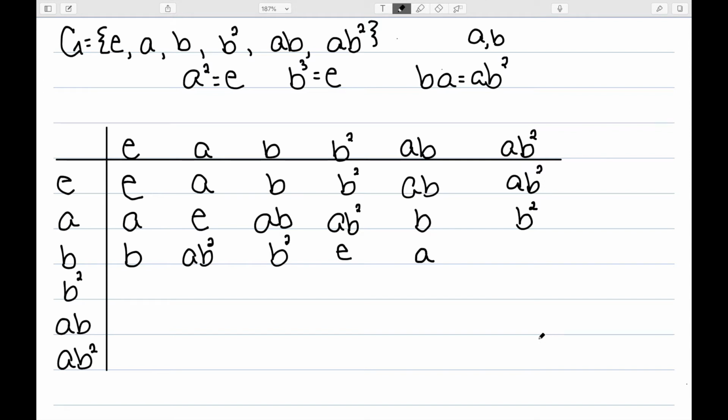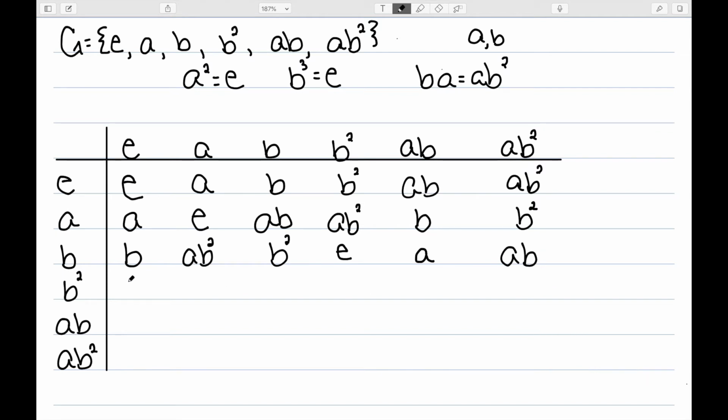The next one, we would have B times AB squared. Once again, I'm going to look at BA and realize that's AB squared, so this is AB squared B squared. We know that B cubed is the identity, but this is B to the 4th. So we would have 3 gives me the identity and 1 left over, so this is AB.